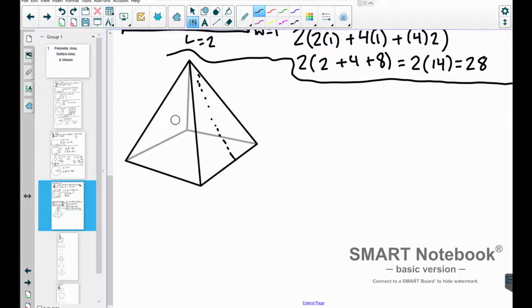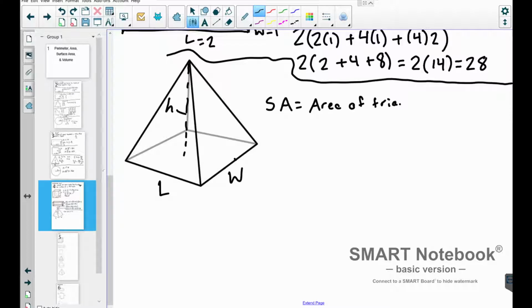So let me actually picture it all out here and then write out a formula. Call this our height, our length, and our width. So what you're doing here to get the area, or the surface area, SA, is taking the area of the triangles added together plus the area of the base.